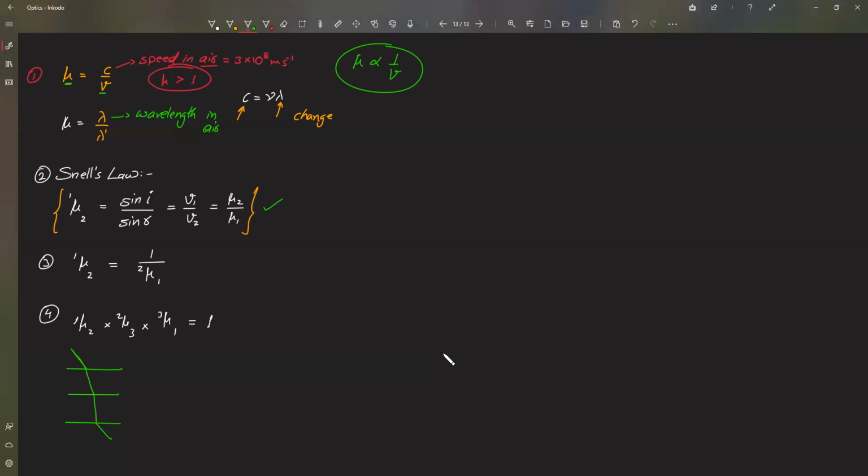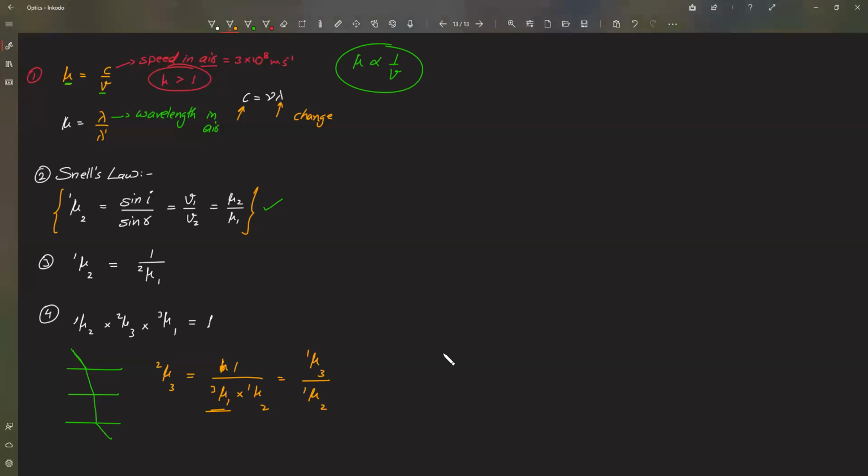From this you can also conclude that mu of a medium, for example when light is traveling from 2 to 3, is equal to 1 divided by mu 3 1 into mu 1 2. I can take the first one, 1 to 3, in the numerator. So this will be mu from 1 to 3 divided by mu from 1 to 2.